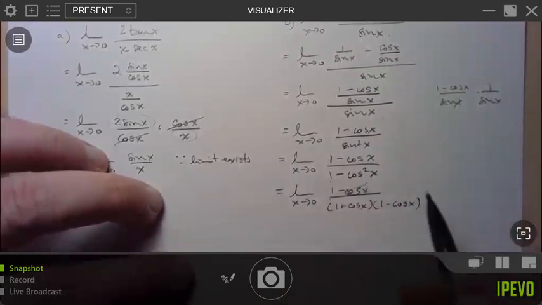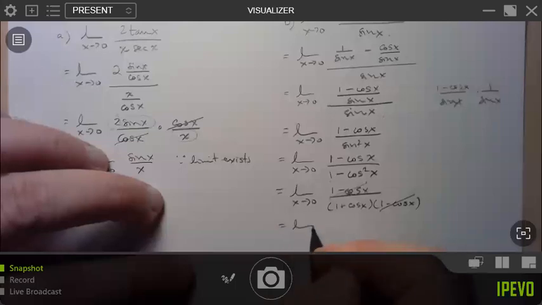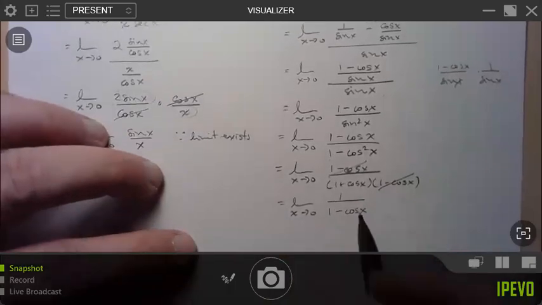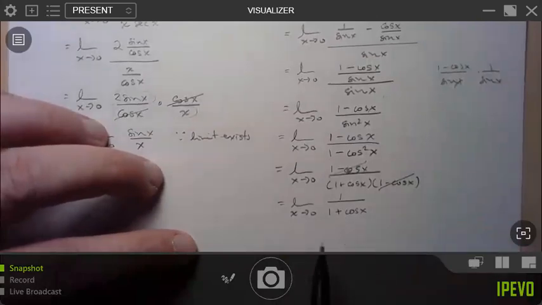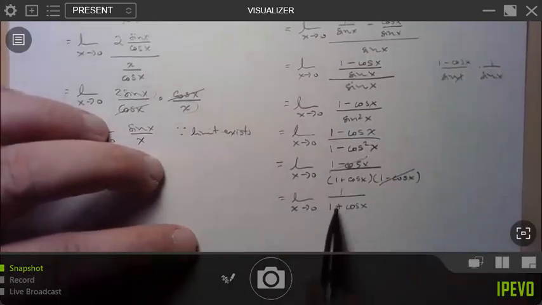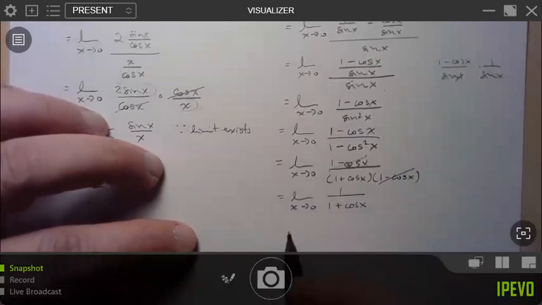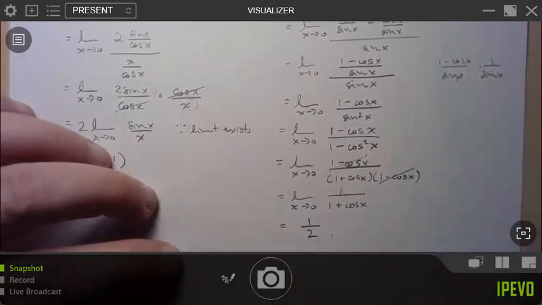And lo and behold, look at that. They cancel out. And so in the end, it looks like we may just be able to evaluate, show that it exists and evaluate it, because now, oops, that should be plus. Does the denominator approach 0 anymore? No, because cos x approaches 1 and it's 1 plus 1. So this is just equal to 1/2. Okay.